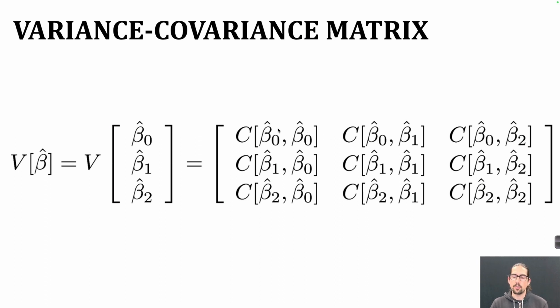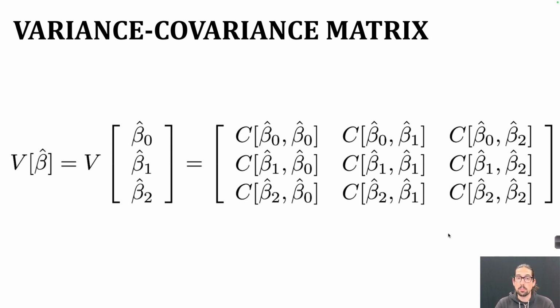And of course, you may recognize immediately that the covariance of beta 0 and beta 0 is just the variance of beta 0. So I could have also written variance of beta 0 instead of the covariance of a thing with itself. So on this diagonal, we have the variance of each of the coefficients, and on the off diagonal, we have the covariance of different pairs of coefficients.